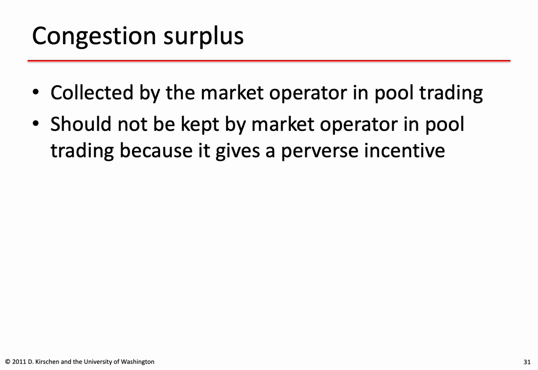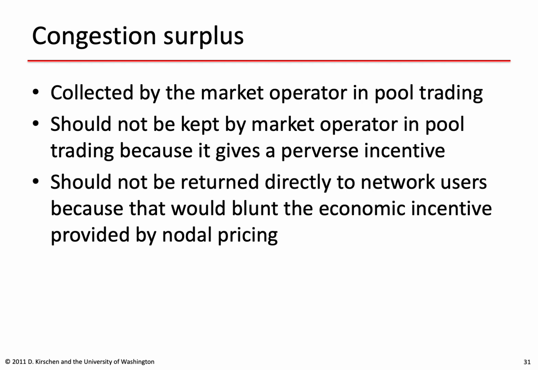On the other hand, we don't want to return it directly to the network users because that would blunt the economic incentive provided by nodal pricing. In this case, the Bordurian generators are more efficient than the Syldavian generators, so they should have an advantage. And therefore, if we return this congestion surplus to Borduria and Syldavia, we would remove this incentive for the Bordurian generators to sell in Syldavia.